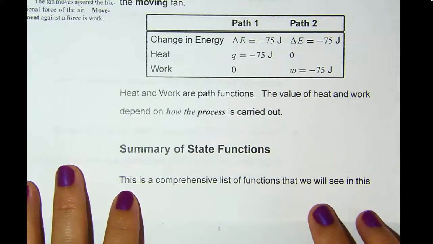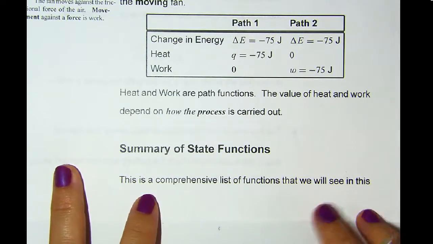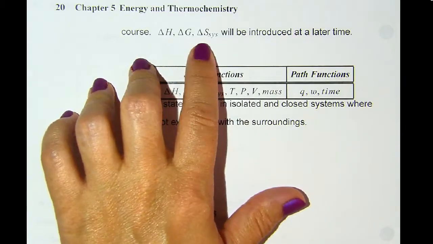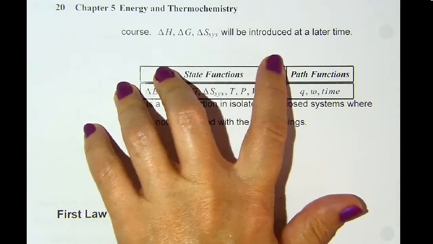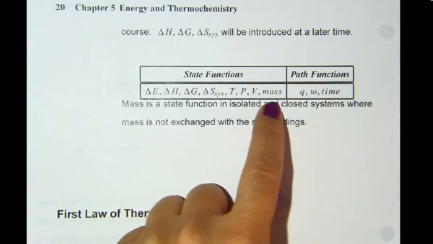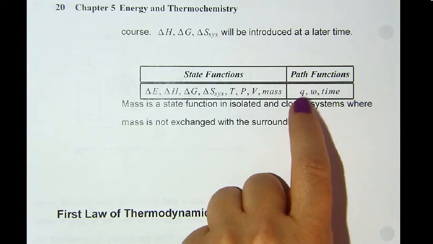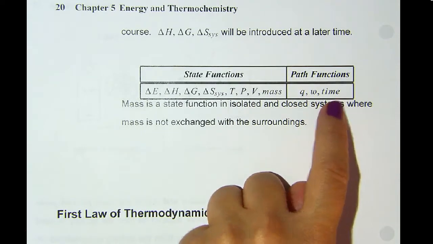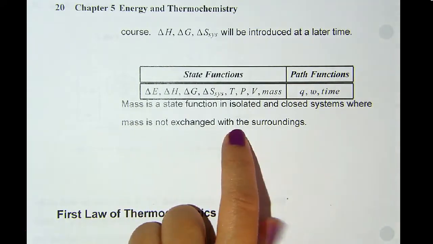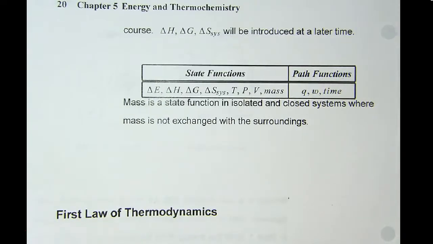Summary of state functions. This is a comprehensive list of functions that we will see in this course. Delta H, delta G, delta S of the system will be introduced at a later time. So these are all going to be considered state functions, and notice these are our path functions: heat, work, and time. Mass is a state function in isolated and closed systems where mass is not exchanged with the surroundings.